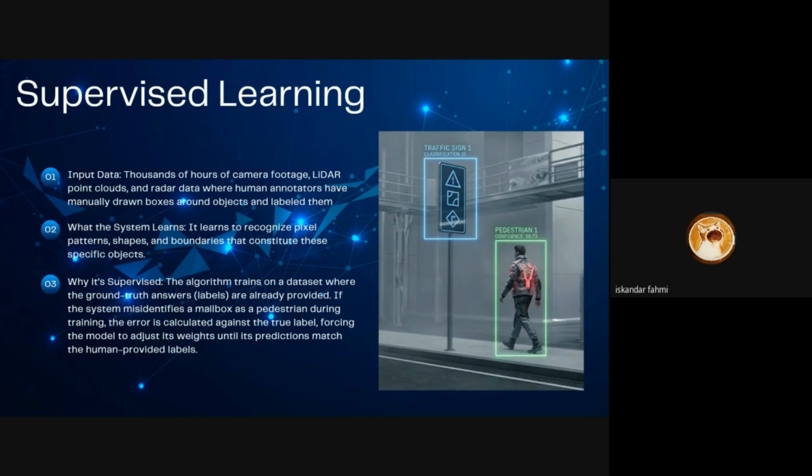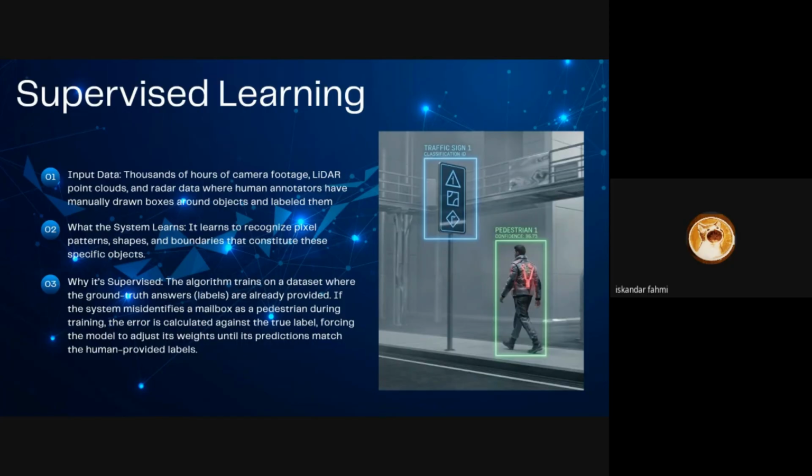What does the system learn? It learns to recognize pixel patterns, shapes, and boundaries that constitute these specific objects. Why is it supervised? The algorithm trains on a dataset where the ground truth answers, aka labels, are already provided.